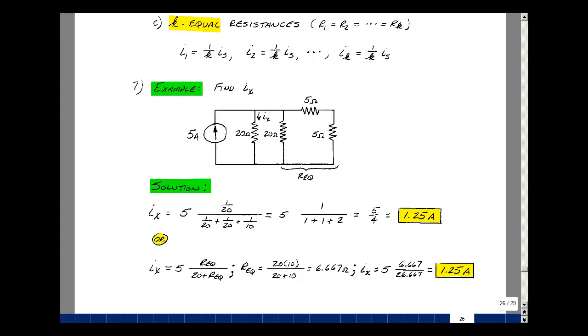So a couple of different ways of doing the current divider rule, using conductances or using equivalent resistances. And this is the definition of parallel resistors and the current divider rule.